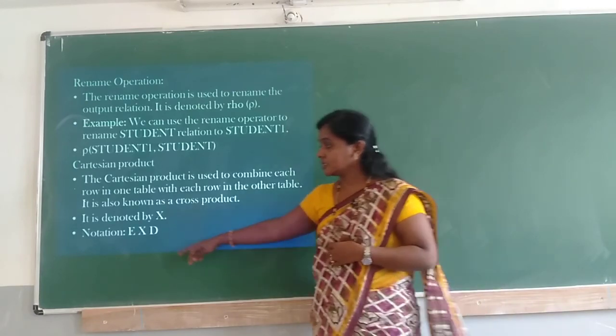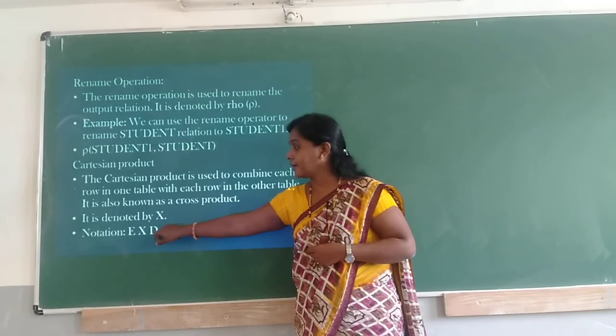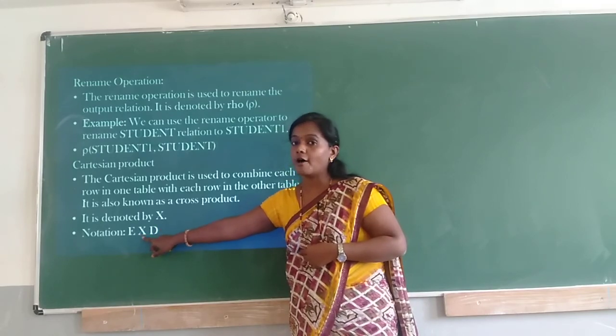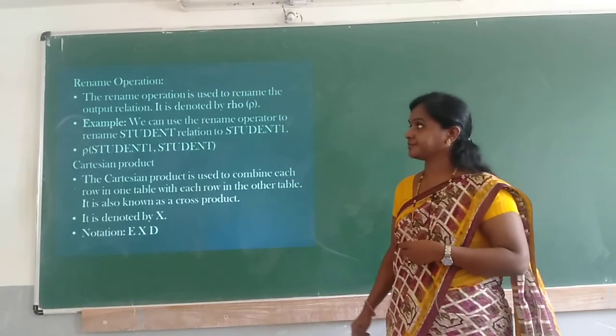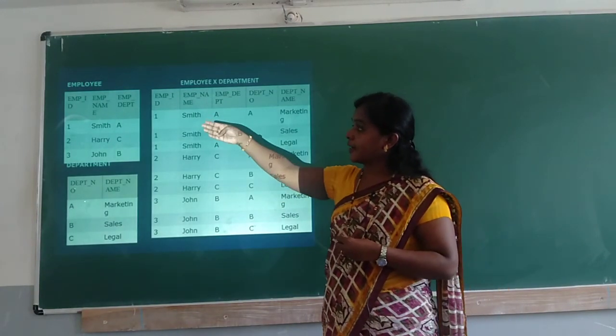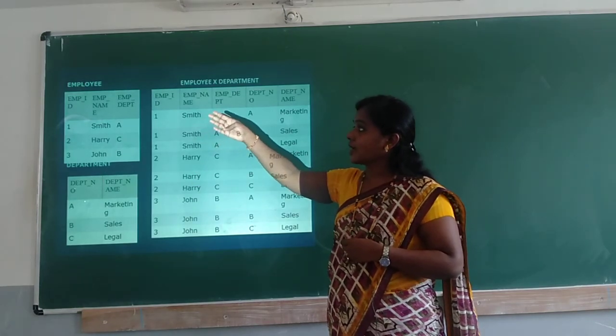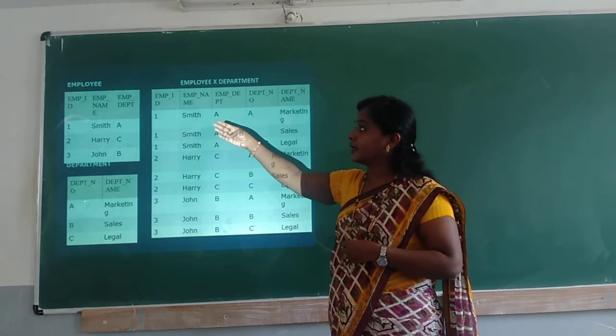The notation is here, E is the employee table and D is the department table and this is the symbol of a Cartesian product. So see here the Cartesian product. So employee table and department table. So in employee we have employee ID, employee name and employee department.